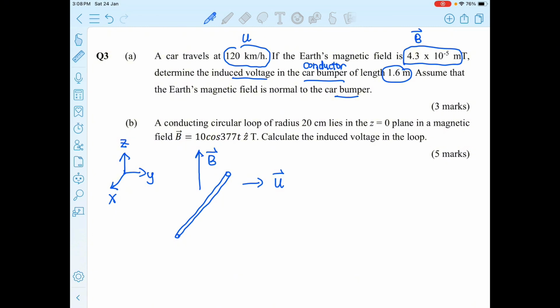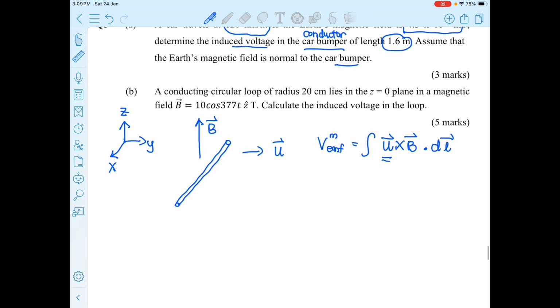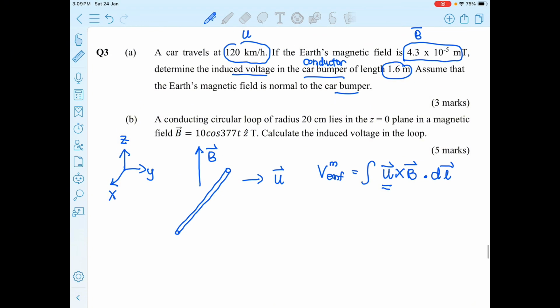Now you have to find the voltage generated. The voltage generated in this case is a motional EMF, because you have a speed given and your conductor is moving. You have these equations to calculate the motional EMF. First, the speed given is in kilometer per hour, so we have to change it to meter per second.